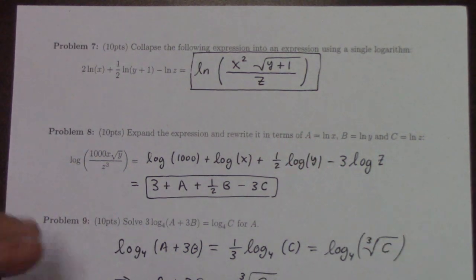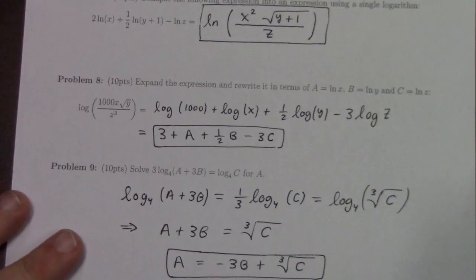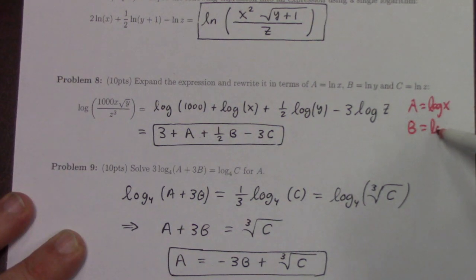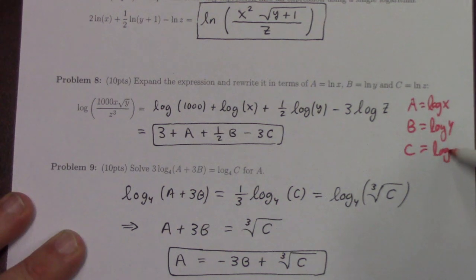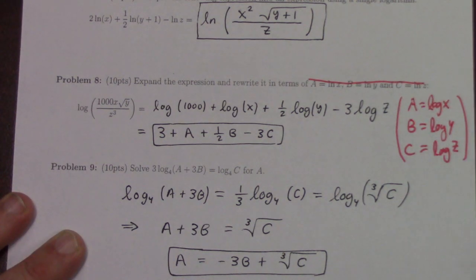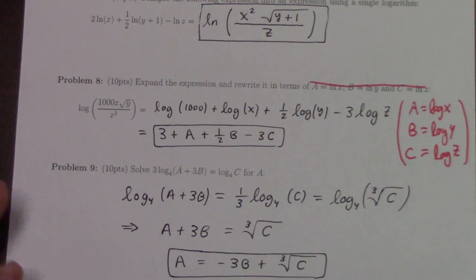On the board, I told you guys that we could change this one to make it easier. So I just made a equal to log x, b equal to log y, and c equal to log z, right? So with respect to that, we get 2a plus 1/2 b minus 3c.